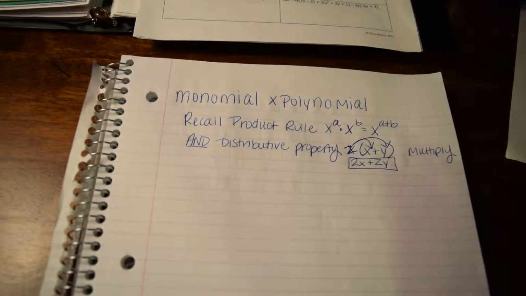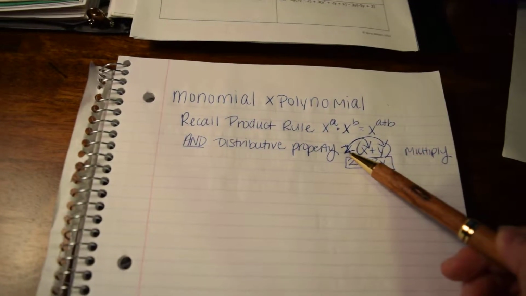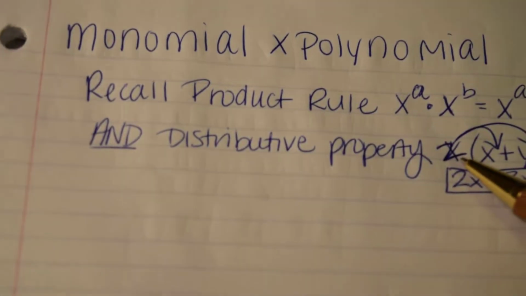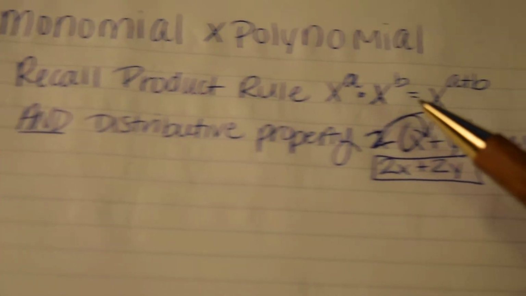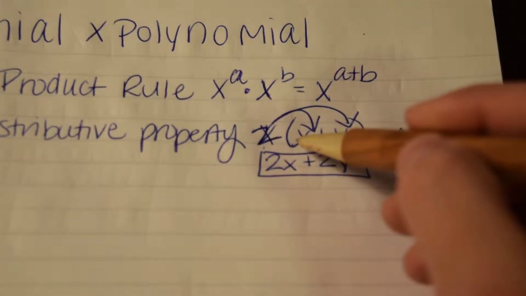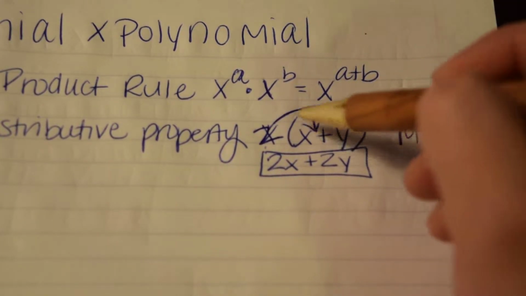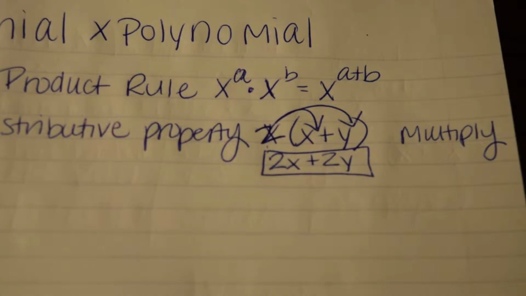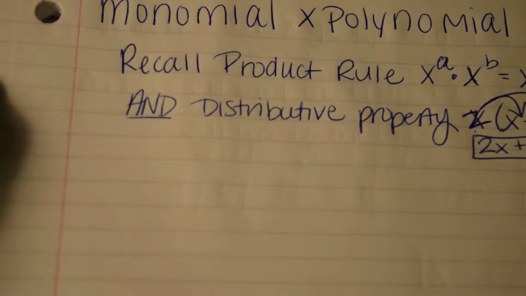Pretty simple. The distributive property says if I have a number in front of a parentheses, then I am going to distribute that number to all terms inside using multiplication. So it's 2 times the sum of x plus y. So 2x plus 2y is what happens when I distribute it. Okay, so those are just review. Now let's look at a few problems up top.